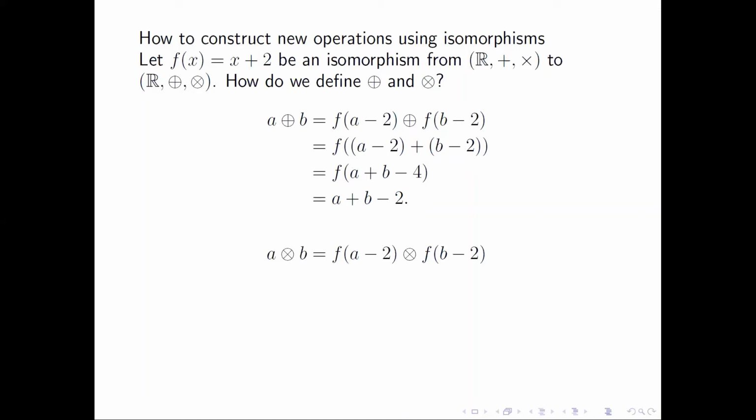Similarly, for circled multiplication, we have a circled times b equals f of a minus 2 circled times f of b minus 2. It preserves operations from regular multiplication to circled multiplication, and we expand it: f of ab minus 2a minus 2b plus 4. Then f is the plus 2 function. We got this.